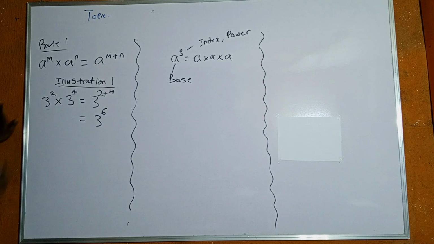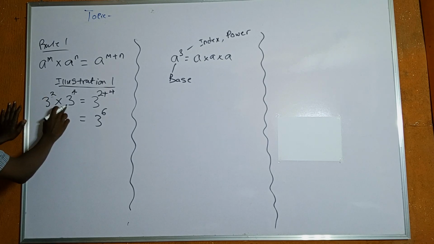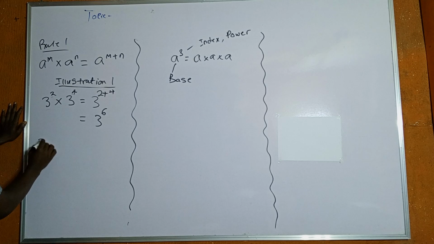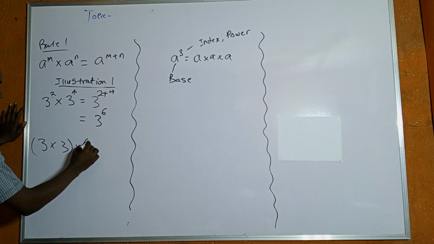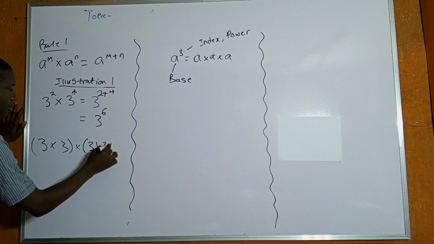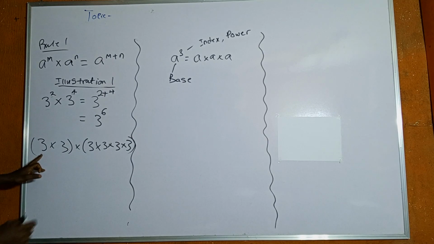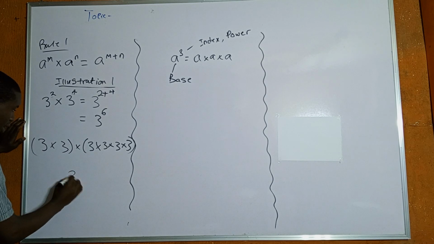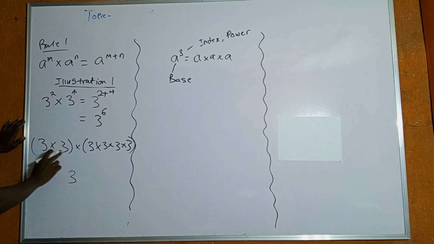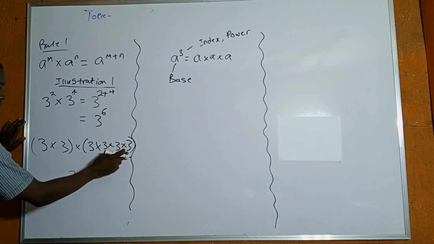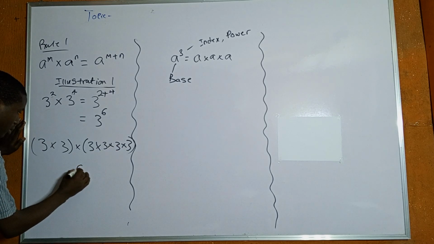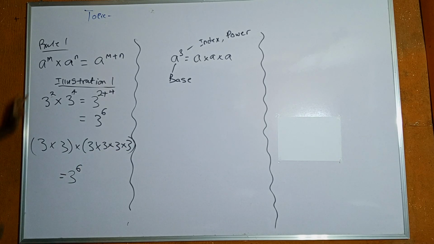But obviously, 3 raised to power 2 multiplied by 3 raised to power 4 is the same thing as 3 multiplied by 3, multiplied by open bracket 3 multiplied by 3 multiplied by 3 multiplied by 3. Now if we count how many 3's we have to know what power it should be, first the base will be 3, then 1, 2, 3, 4, 5, 6, which will now be the power. Therefore, this is the first rule of indices.